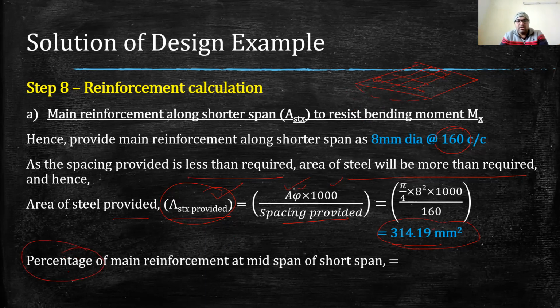So we will be calculating the percentage of main reinforcement also, and the percentage of reinforcement will be ASTX, the area of steel provided, divided by the cross sectional area, B into effective depth, multiplied by 100. So we get the percentage of steel as 0.3%. So these two values, along with the required ASTX, we will be using in step 9.